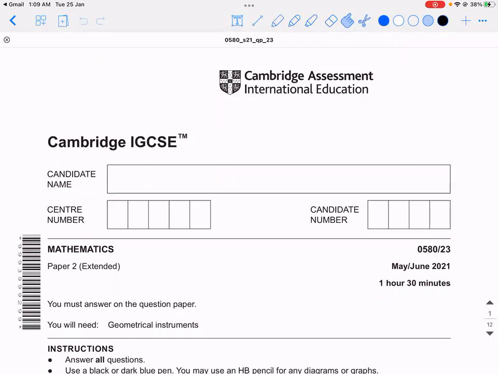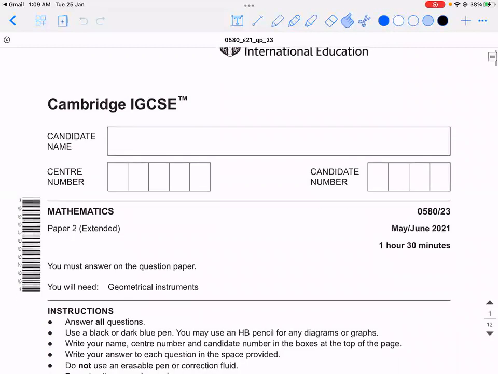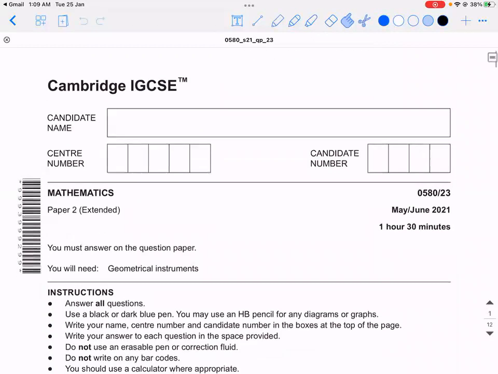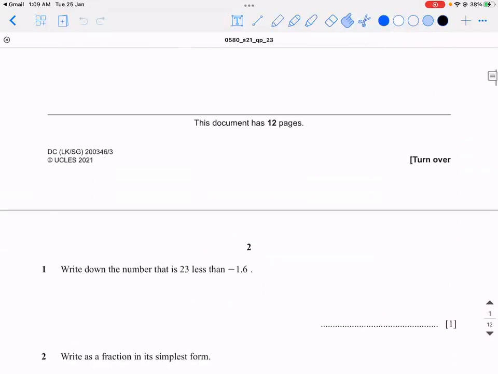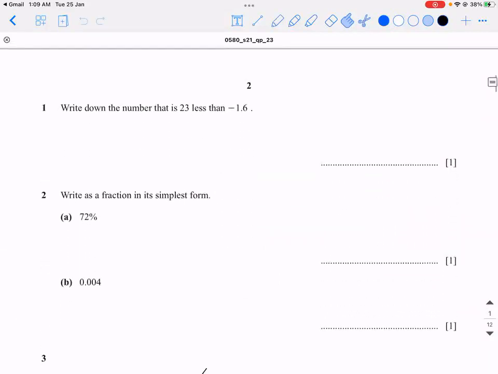Today, I'm going to discuss a new paper of Cambridge IGCSE, that is 0580/23 May June 2021. It's actually the extended paper. So we'll straight away go to question number 1.